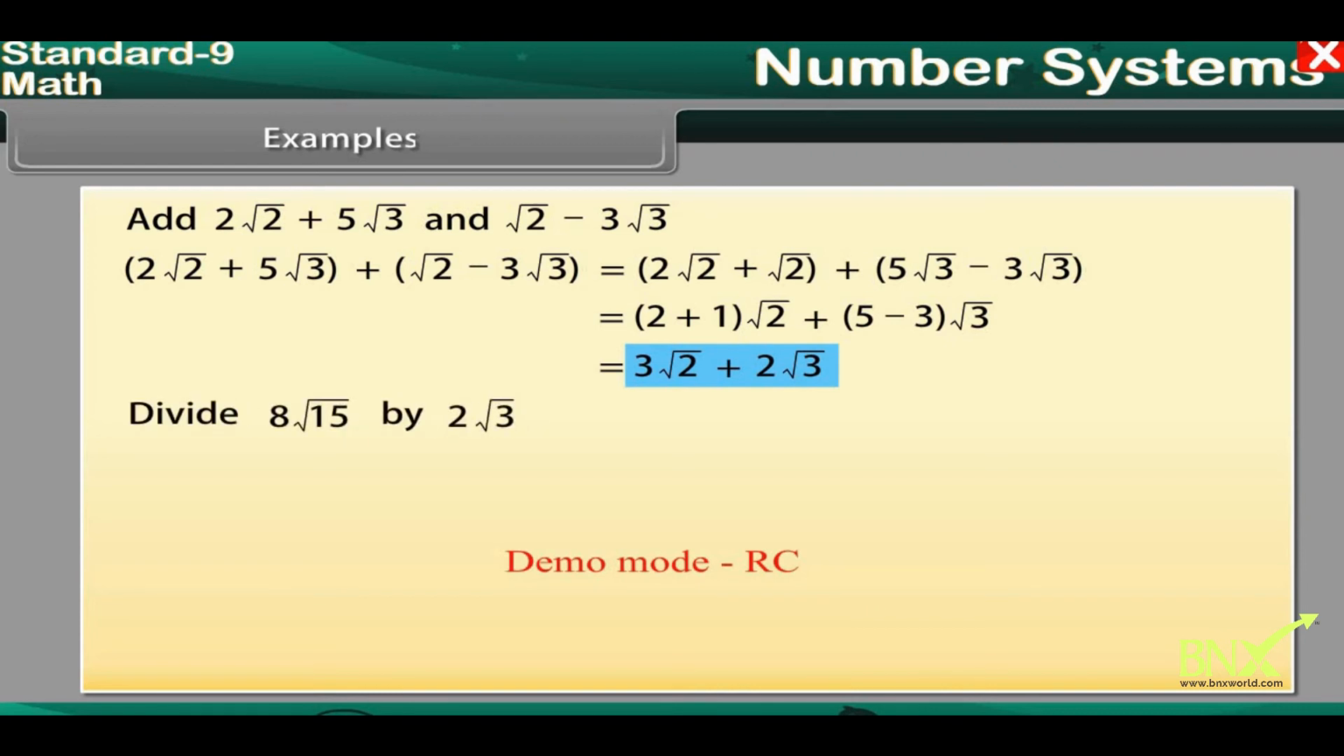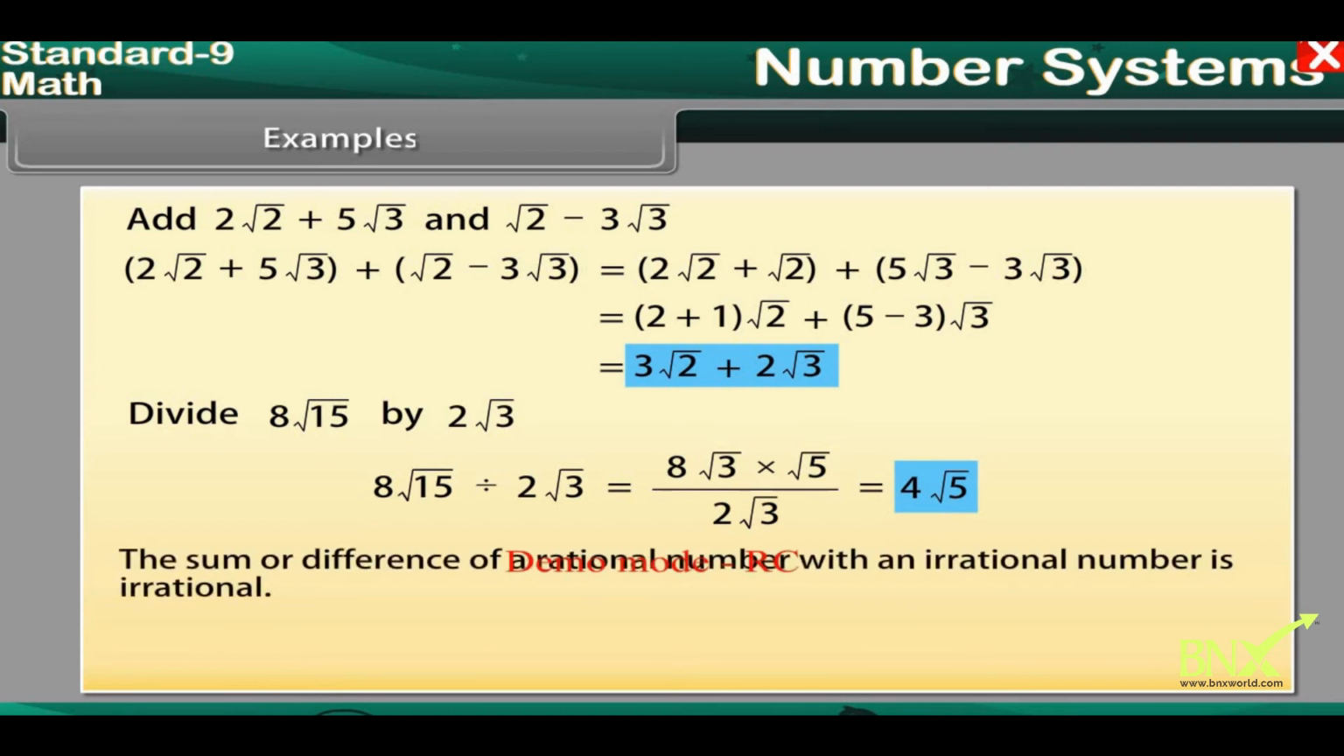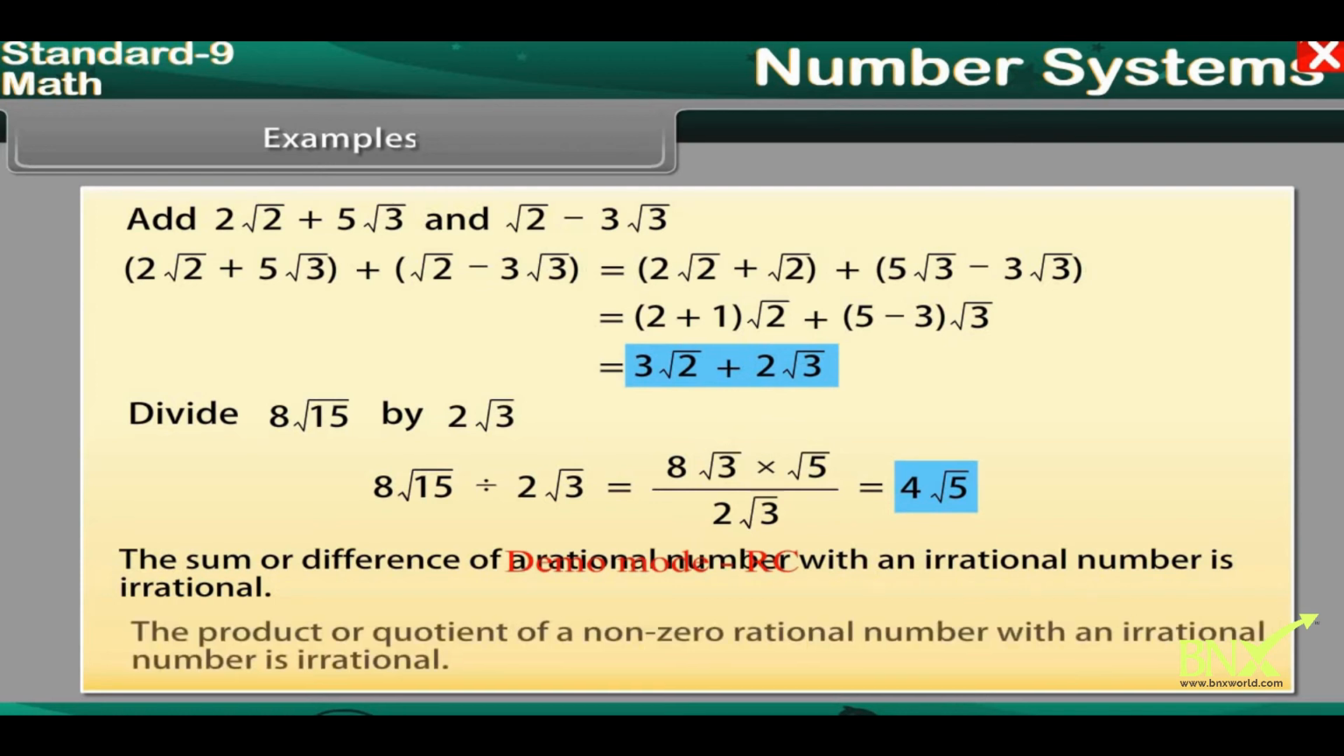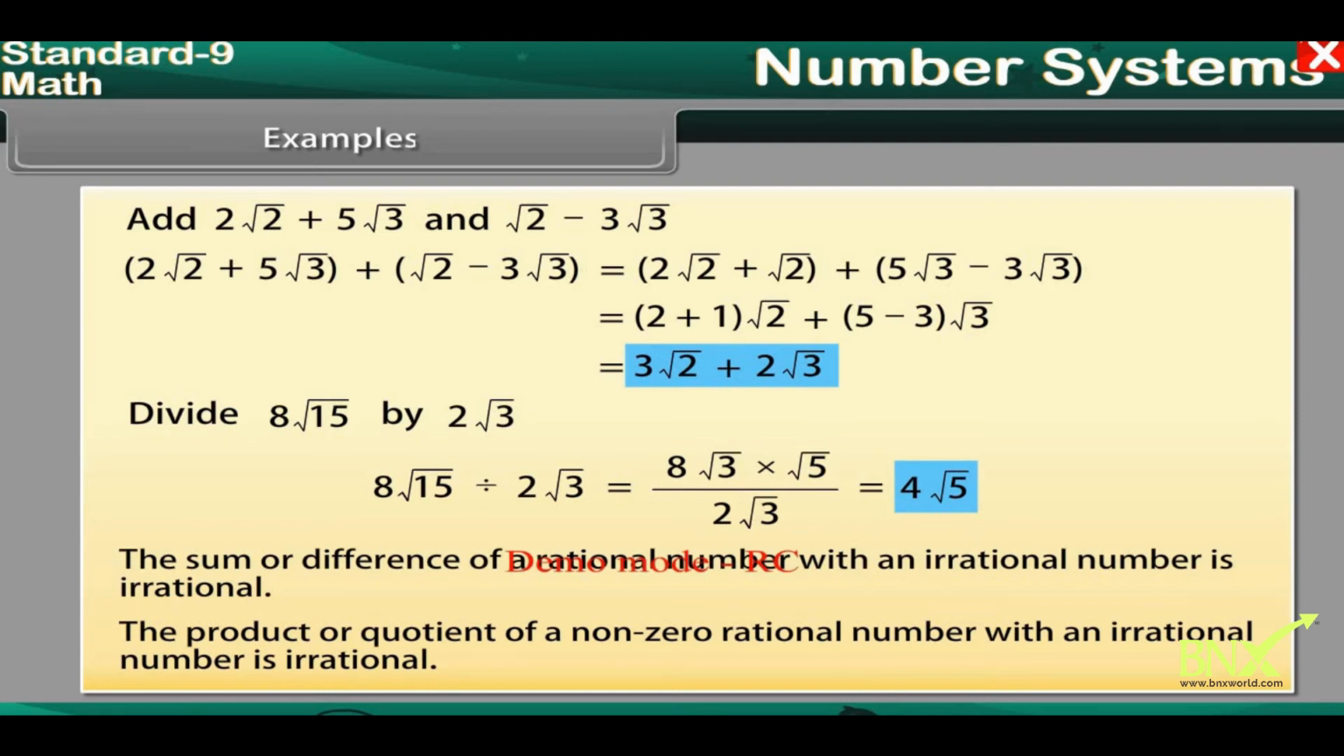Let's now divide 8 square root 15 by 2 square root 3. We will write it in this way. We can write 8 square root of 15 as the product of 8 square root of 3 and square root of 5. Hence, the answer we get is 4 square root of 5. So from these examples, we can conclude that the sum or difference of a rational number with an irrational number is irrational, and the product or quotient of a non-zero rational number with an irrational number is irrational.